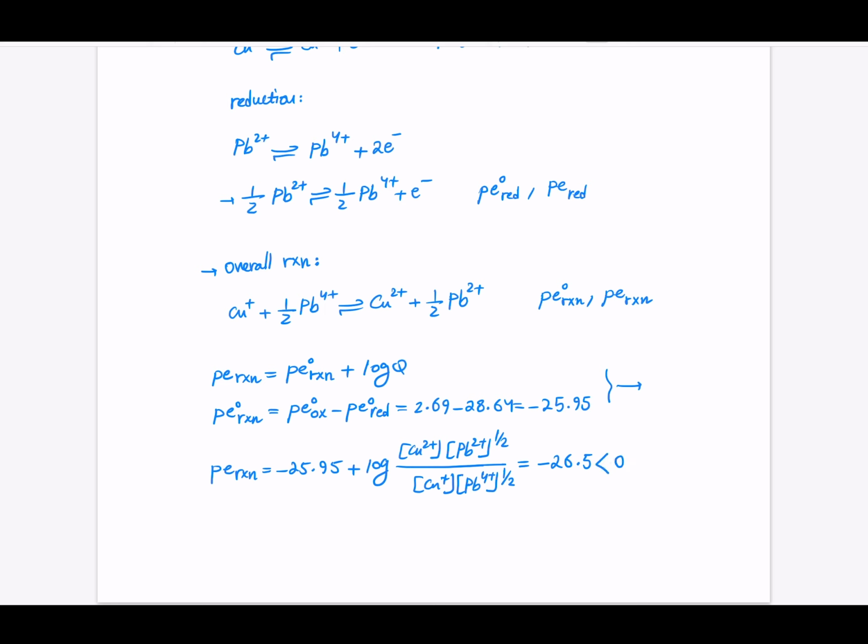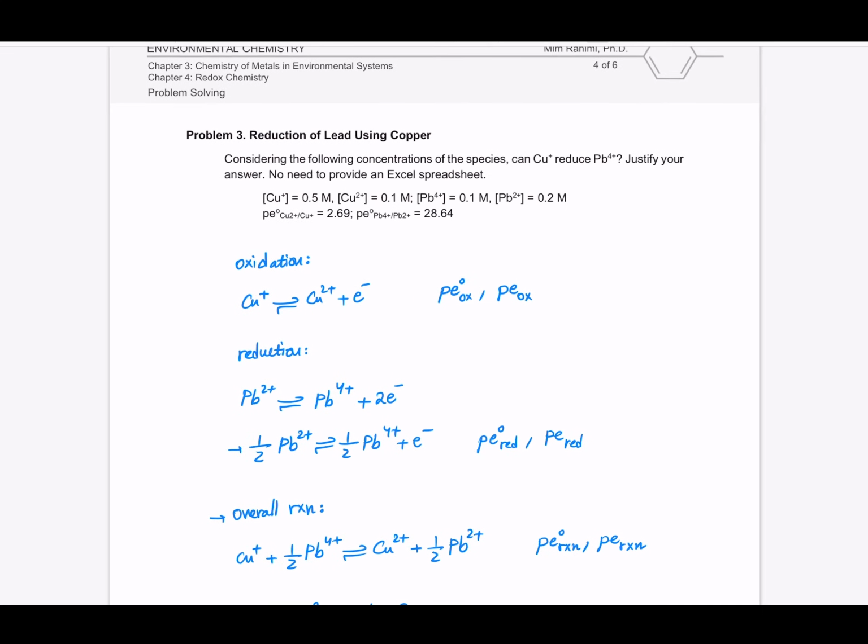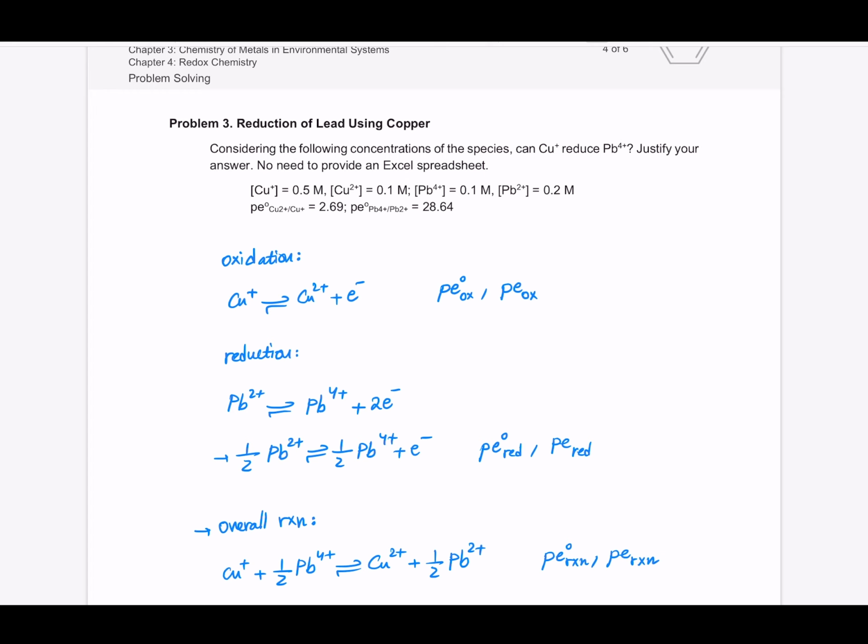And we know this is smaller than 0. That means delta G of reaction is smaller than 0. So this is spontaneous. So, long story short, that means at this condition, Cu+ can reduce Pb4+.